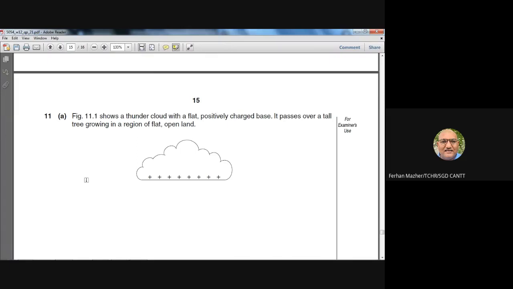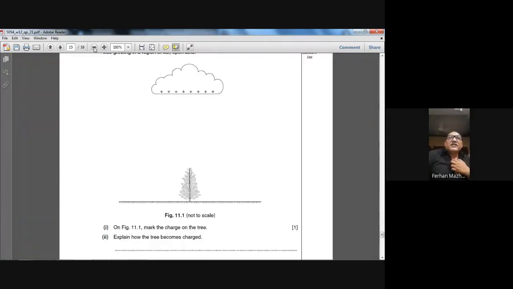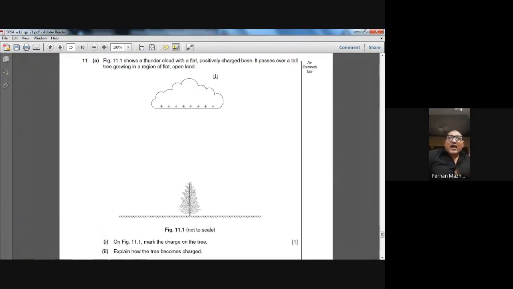Figure 11.1 shows the thunder cloud with a flat positively charged base. It passes over a tall tree growing in a region of flat open land. So you can see here, let me show. Here we have a cloud, and the bottom of the cloud is positively charged, and here I have a tree on the ground. So the question is, on figure 11.1, mark the charge on the tree.